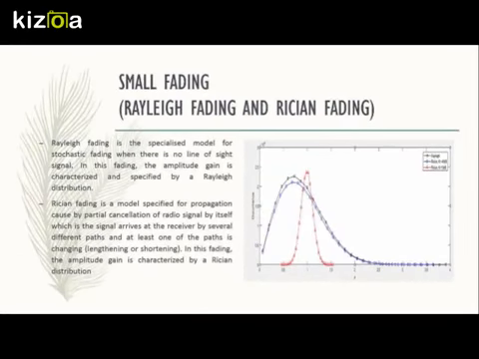Small scale fading: Rayleigh fading and Rician fading. Rayleigh fading is a specialist model for stochastic fading when there is no line of sight signal. In this fading, the amplitude gain is characterized and specified by a Rayleigh distribution.